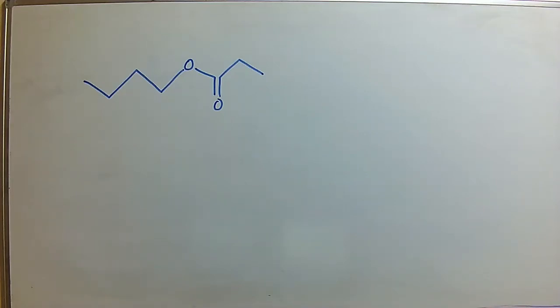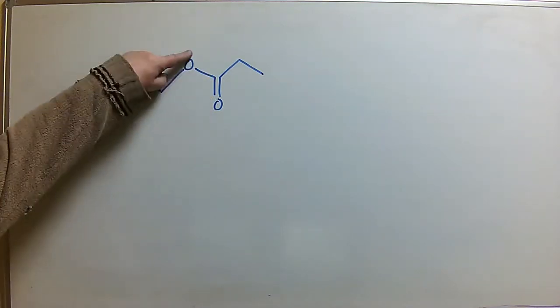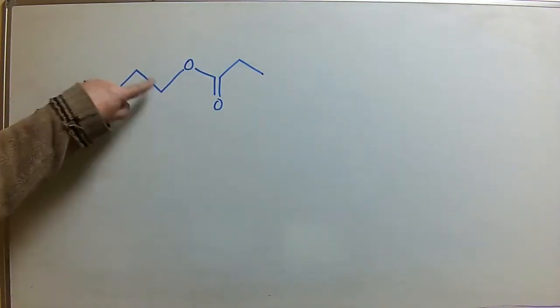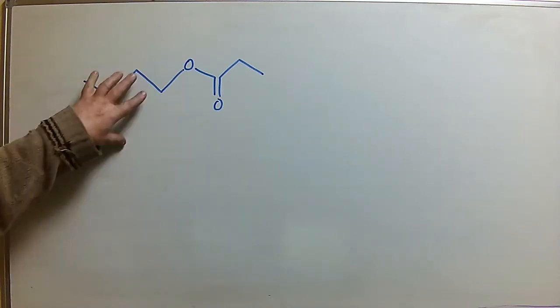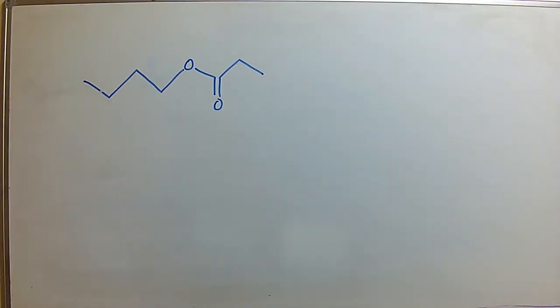Question 3 is about this compound, which hopefully you recognise is an ester. So when you have carbonyl, oxygen, and then some kind of organic group like an alkyl group or an aryl group, that's the hallmark of an ester. And it asks you for the systematic name.